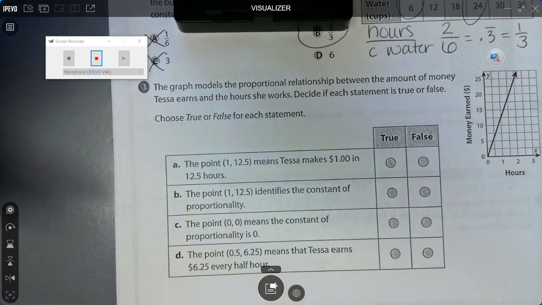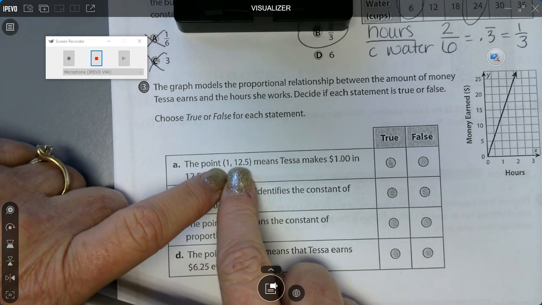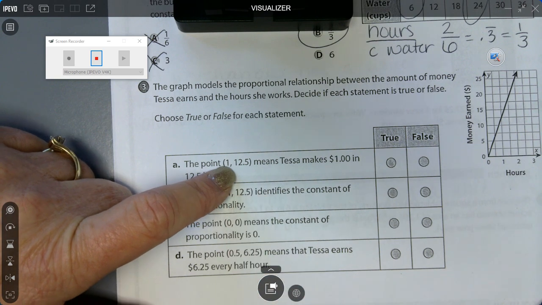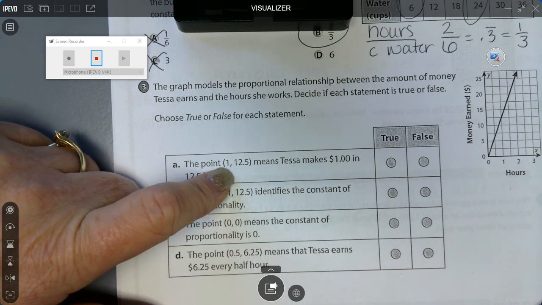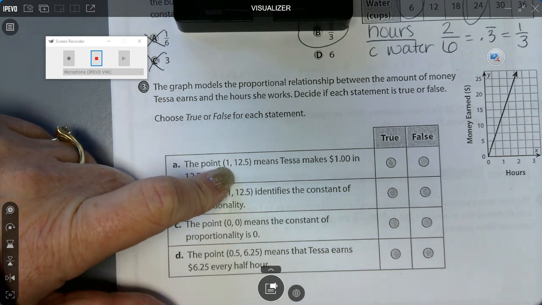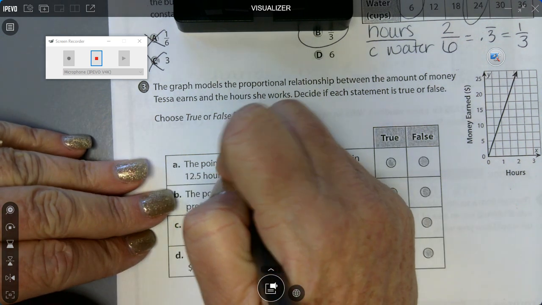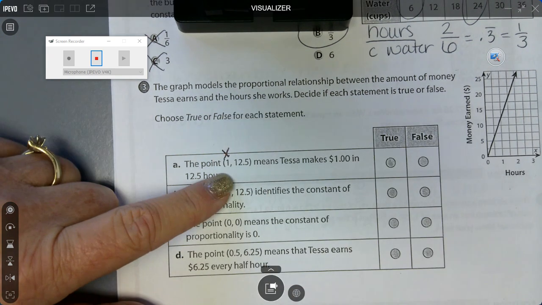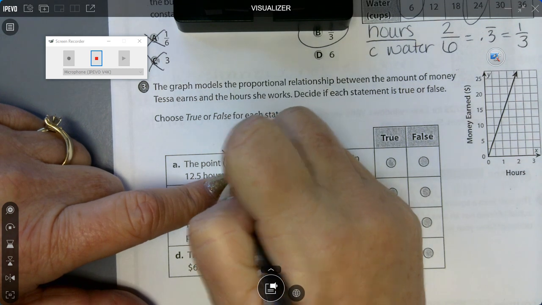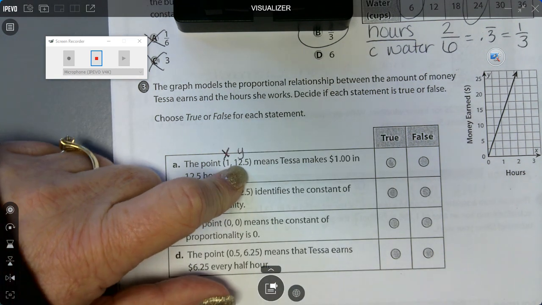Well, if you guys remember, this is an ordered pair. The first number, remember my ABC, A, B, C, D, E, F, G, H, I, J, K, L, M, N, P, Q, R, S, T, U, V, W, X, Y. So in an ordered pair, the first coordinate comes from your x-axis. The second coordinate comes from your y-axis.